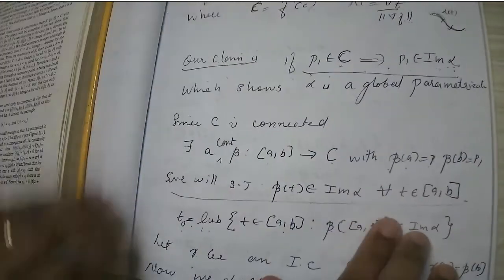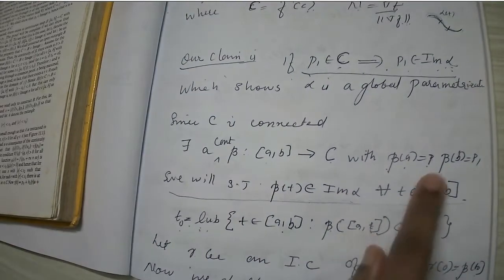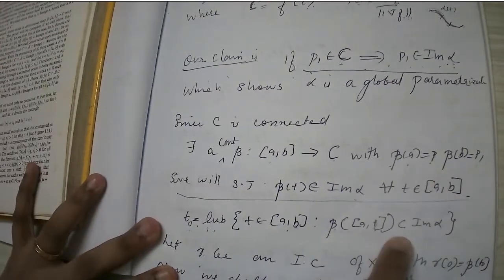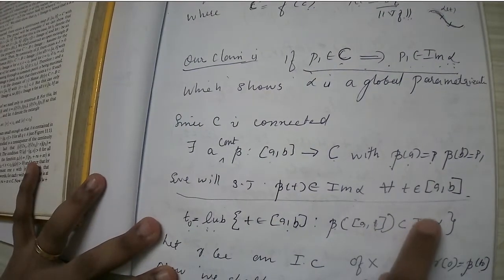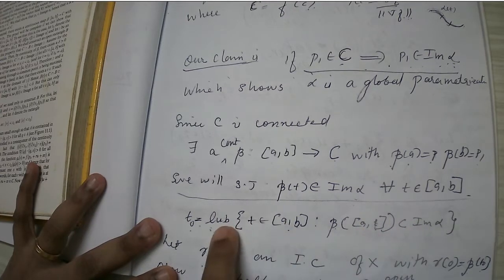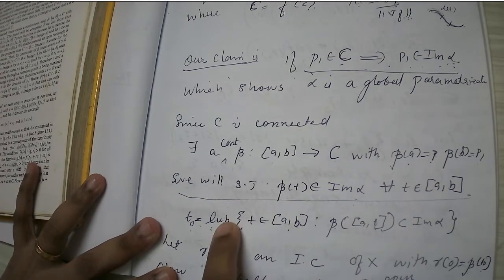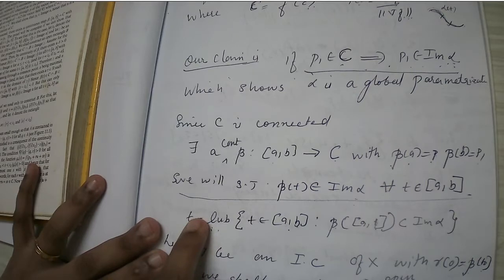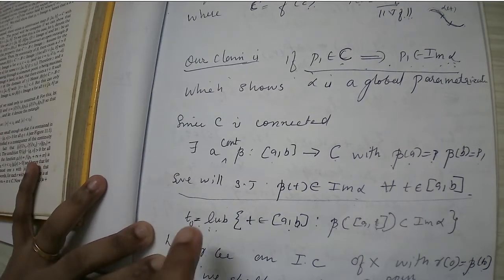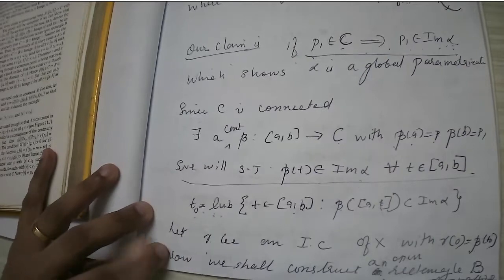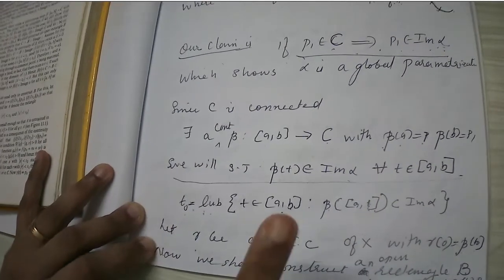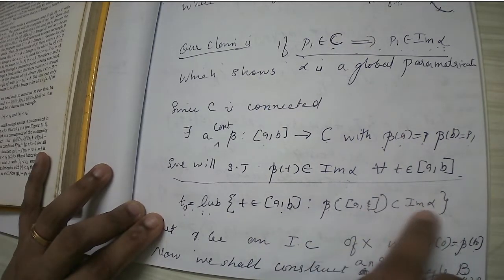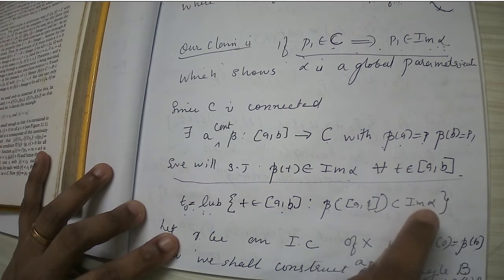Here we have taken t naught as the least upper bound. We don't know whether for all values of t it is going to be in the image of alpha. So we are supposing that up to the point t, beta is inside the image of alpha. The collection of such t, the maximum whichever it is, I am taking as t naught. Corresponding to t naught, I am taking beta of t naught as a point. That beta of t naught will come in the image of alpha, right? If it is in the image of alpha, that means it is an element of C, correct?